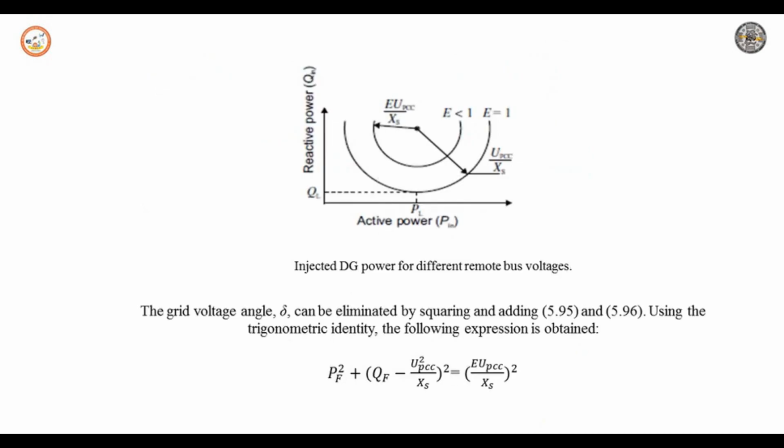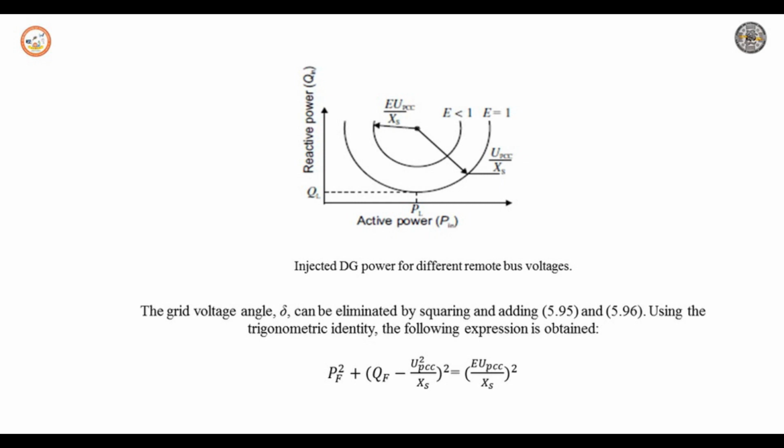So here the grid voltage angle delta can be eliminated by squaring and adding the above two equations. Using a trigonometric identity, the following expression is obtained: (P_F² + (Q_F − U_PCC²/X_S)²) equals (U_PCC²/X_S)². This equation represents a circle with a given radius and center, which is different for different parameters, referred to as a power circle.